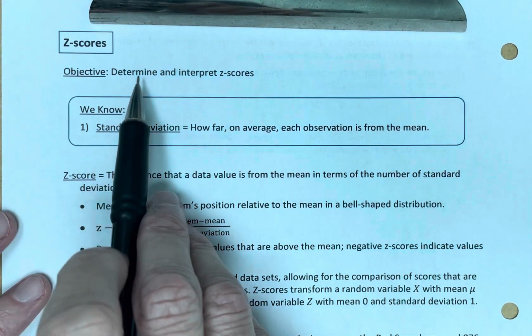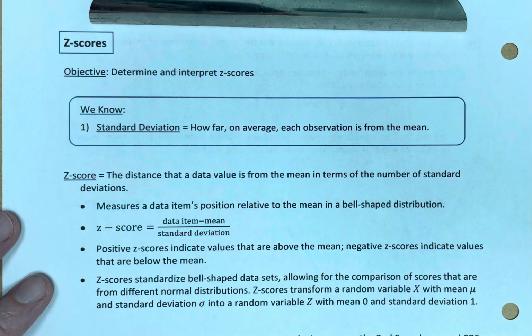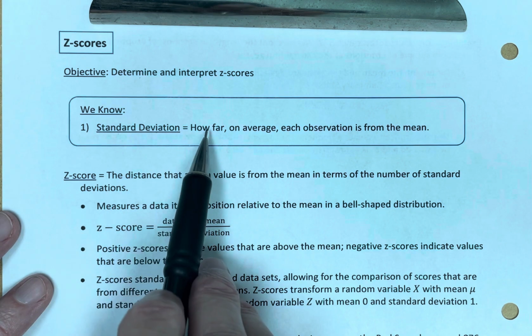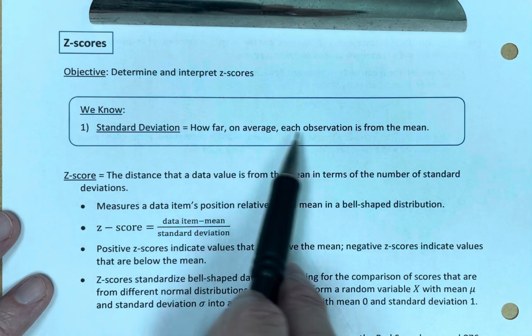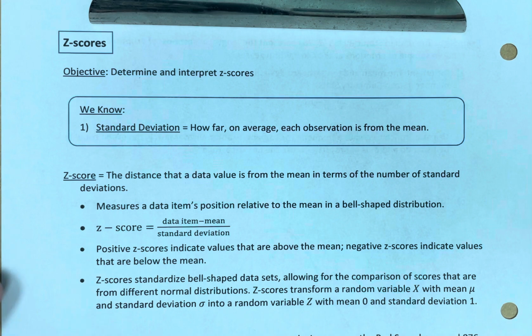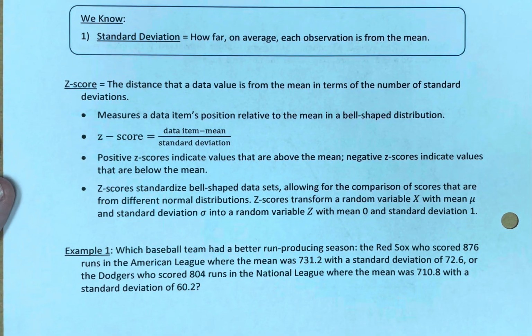Z-scores. Our objective: determine and interpret what are called Z-scores. So let's remind ourselves what we know. We know what standard deviation is. It is how far on average each observation is from the mean. Okay? We're going to make use of that right now. Okay, so let's take a look at an example.